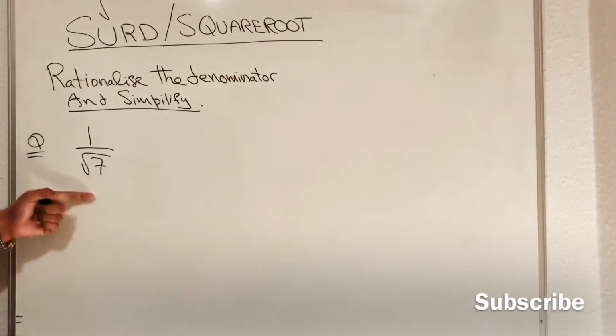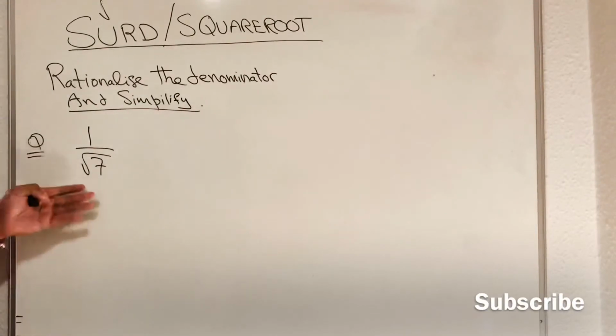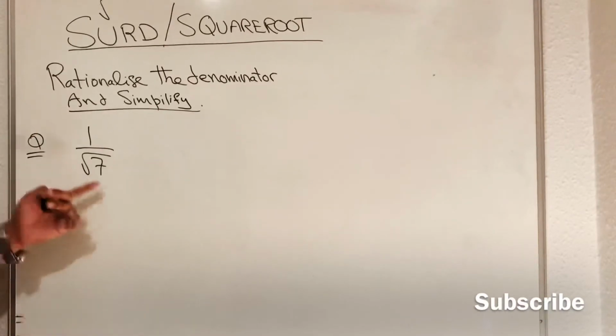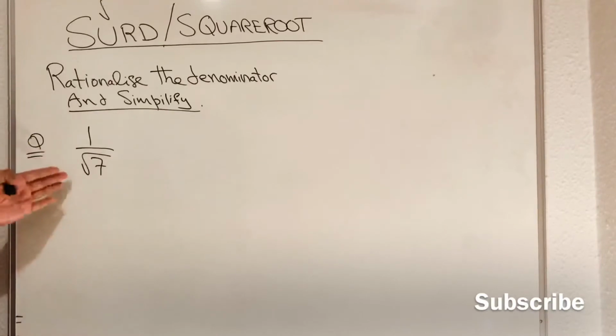Denominator means anything in the denominator, and the denominator has a surd. We don't need any surds in the denominator. That's why we have to rationalize, because these questions come in an exam. So how to work it out?